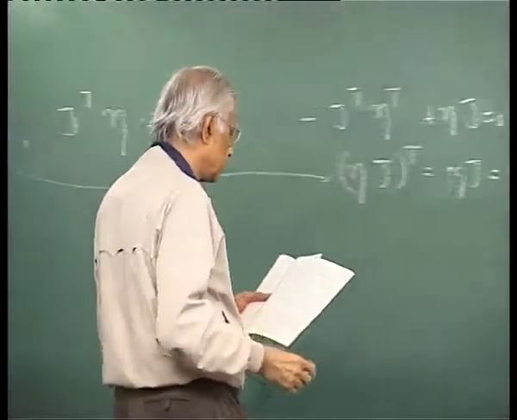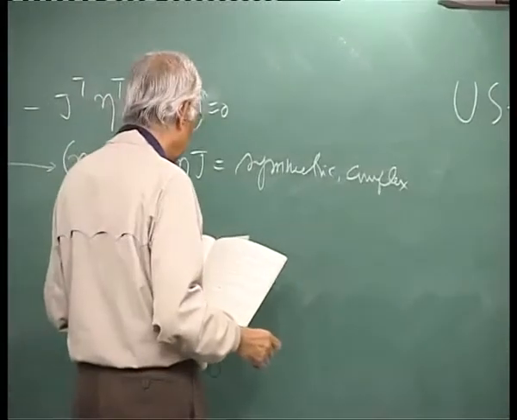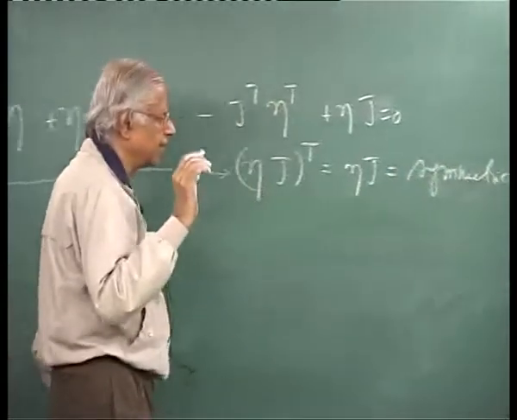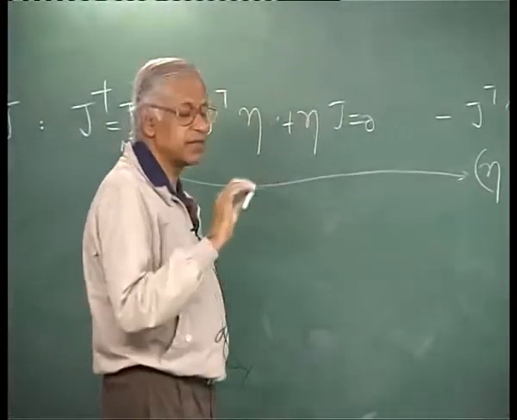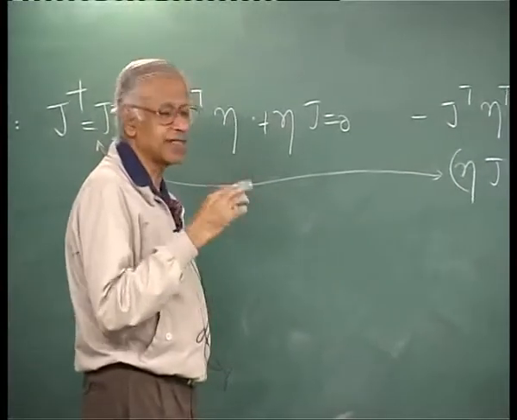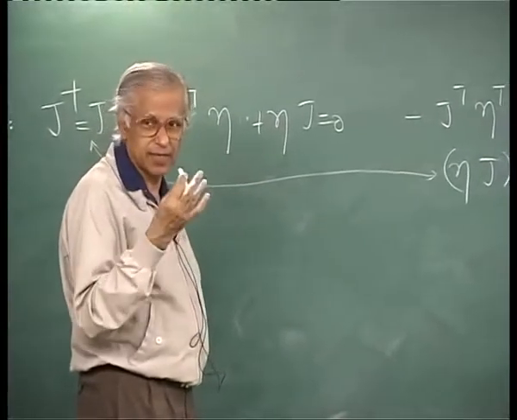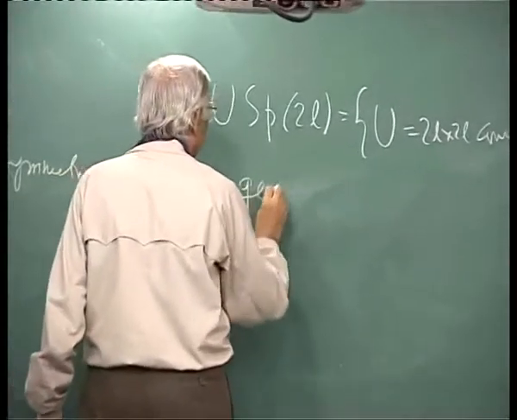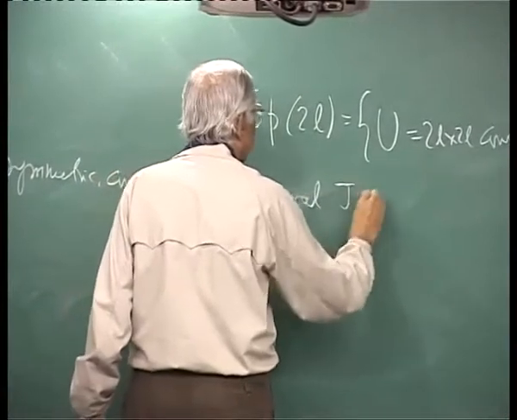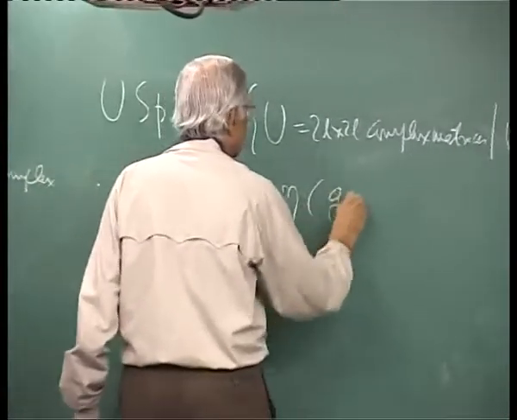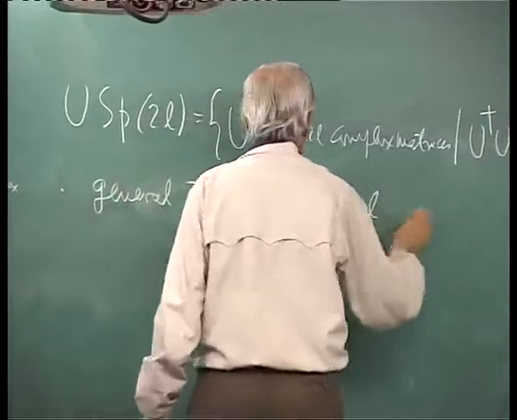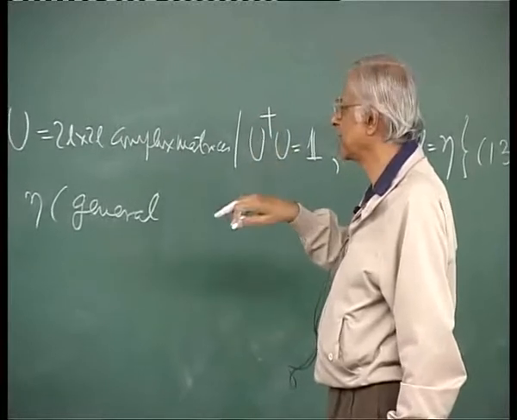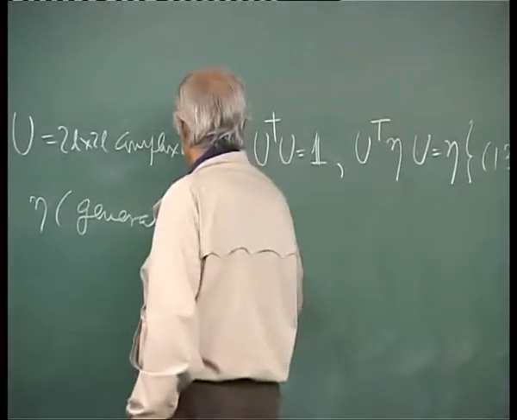So, the best way to handle this condition that eta J must be symmetric. Now remember, eta squared is minus 1. So, the most general J is equal to eta into a general what? What kind of matrix? Eta squared is minus 1. General symmetric matrix.